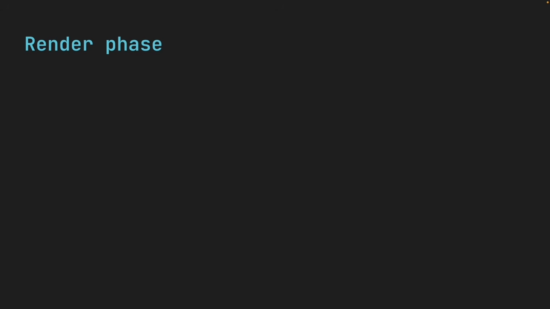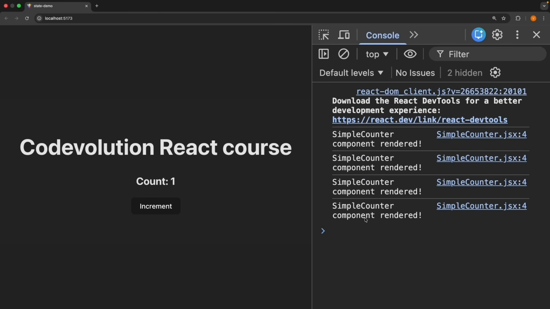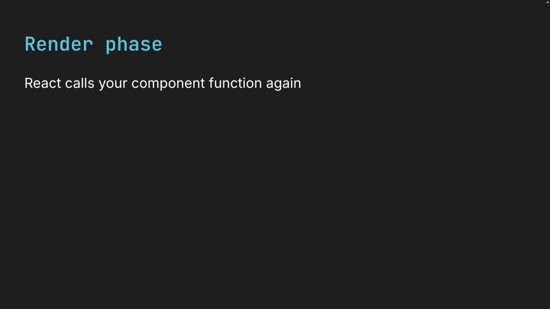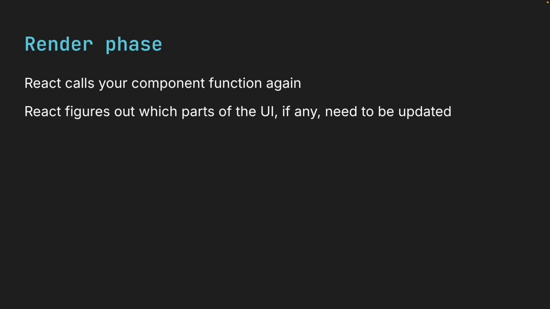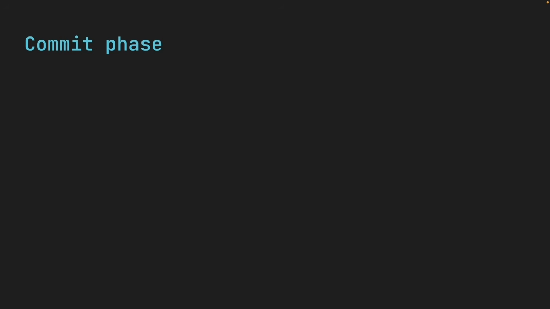Next comes the render phase. This is when React calls your component function again. So this highlighted code is rerun, which is why we see "SimpleCounter component rendered" for the second time. React is literally rerunning the function to figure out which parts of the UI, if any, need to be updated. But please note that rerunning the function doesn't immediately change what's on screen. That happens in the final commit phase.